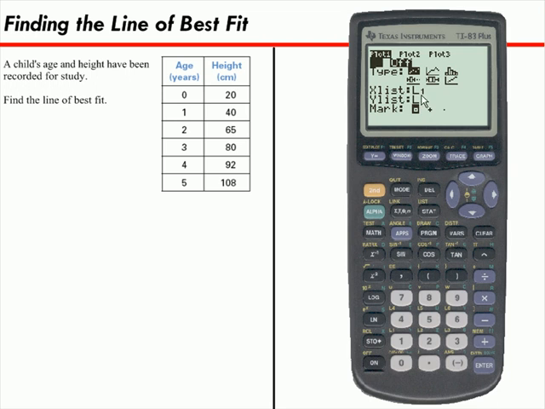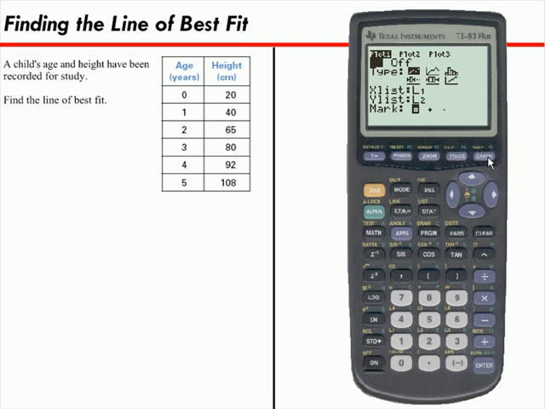And now I have some options. First of all, I need to turn the plot on or I won't see it. So when it's flashing on, I'm going to hit Enter. Now it's on. The type, I'm going to leave that alone because it's got the scatter plot highlighted by default, and that's what we want. The L1 is going to be the x-axis, or what they call the x-list. The L2 will be the y-axis, or the y-list. And that's good. I'm not going to mess with that. The mark is just the symbol that each dot will be on the graph. And I'm going to use the default little square.